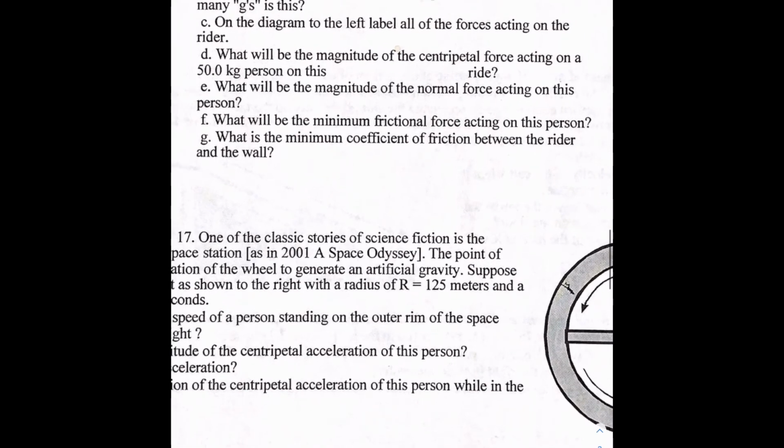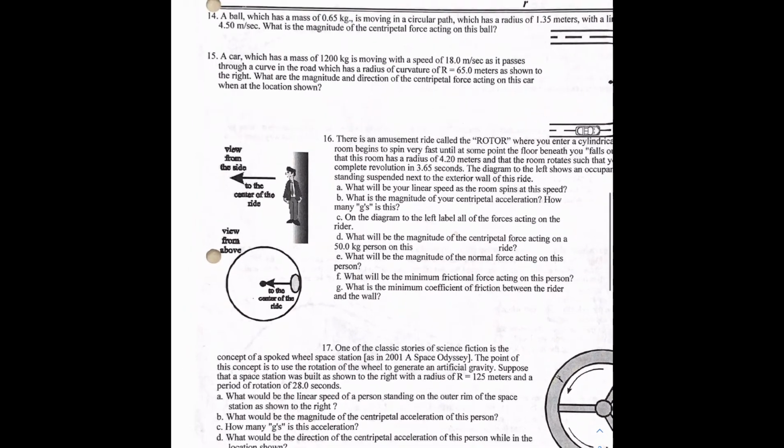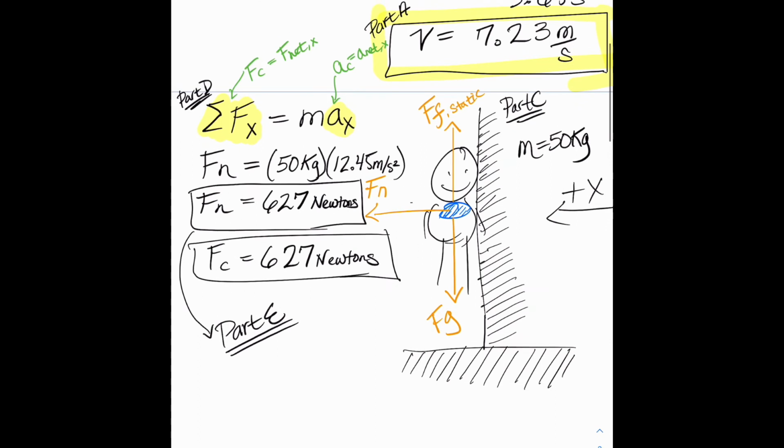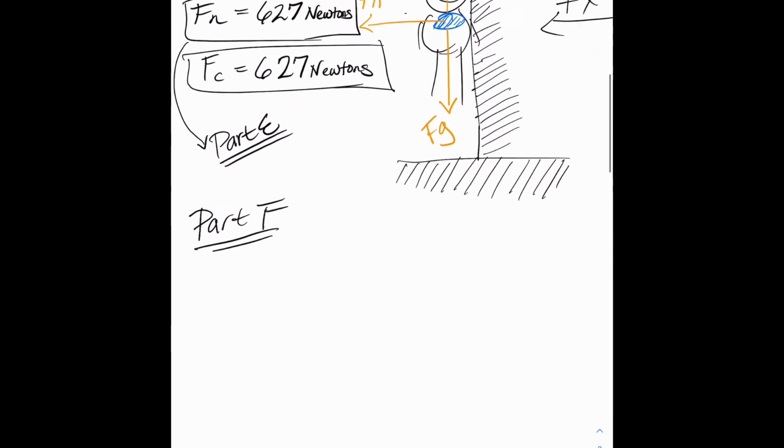Part F says, what will be the minimum frictional force acting on this person? Okay. If we go, we don't know mu, right? A lot of times when we get this is part F. Let me write that down. All right, so a lot of times when we get a friction problem, we want to write this formula. But obviously we don't know mu, so that's not really going to help us.